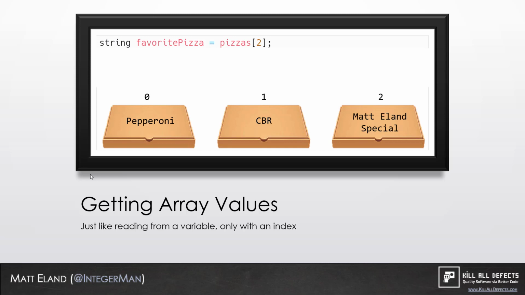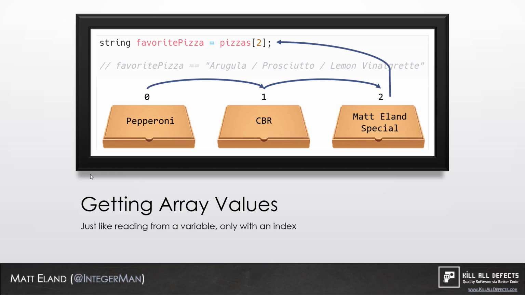So the .NET runtime says, okay, I'm going to go to the start of that array, and then I'm going to go 1 hop to the right and 2 hops to the right. I'm going to grab the value out of that, and then I'm going to replace it up here. So favorite pizza equals, and it's just going to assign the value that's stored in that second item, or that third item in the array. And then you'll wind up with favorite pizza equals arugula, prosciutto, lemon vinaigrette. Fantastic pizza, by the way, I love it.